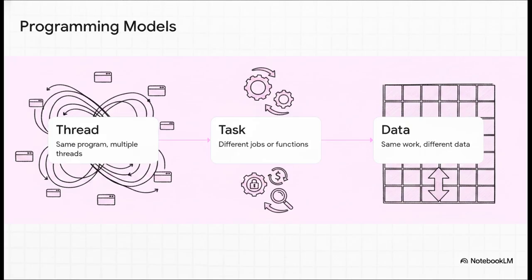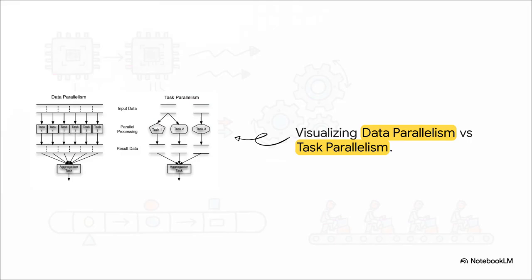Then we have task parallelism. This kicks in when completely different jobs or functions need to run at the exact same time. Think of an online banking system handling your login, processing a transfer, and running fraud detection all concurrently. And finally, there is data parallelism, which is designed specifically to apply the exact same operation to massive, divided chunks of data.